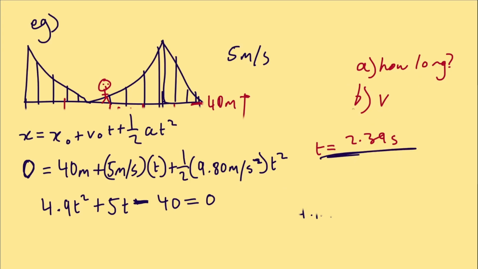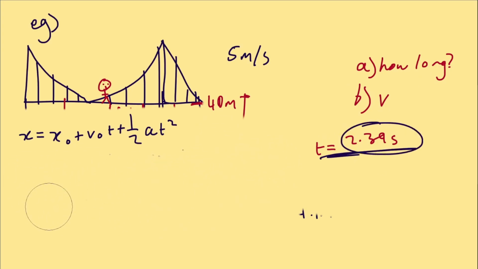Now that we know that time is 2.39 seconds, we can find the velocity after it hits the water. So when the bolt hits the water, the velocity is equal to v0 + at.